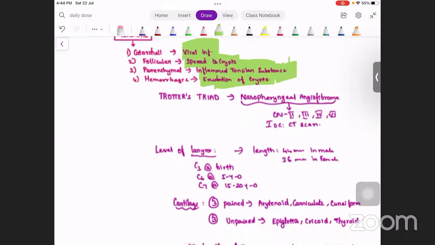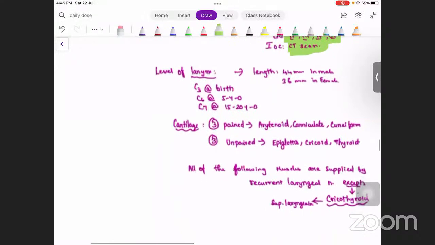Then you have Trotter's triad. Trotter's triad is associated with nasopharyngeal angiofibroma, where cranial nerves 2, 3, 4 and 6 will be involved. Investigation of choice is CT scan.